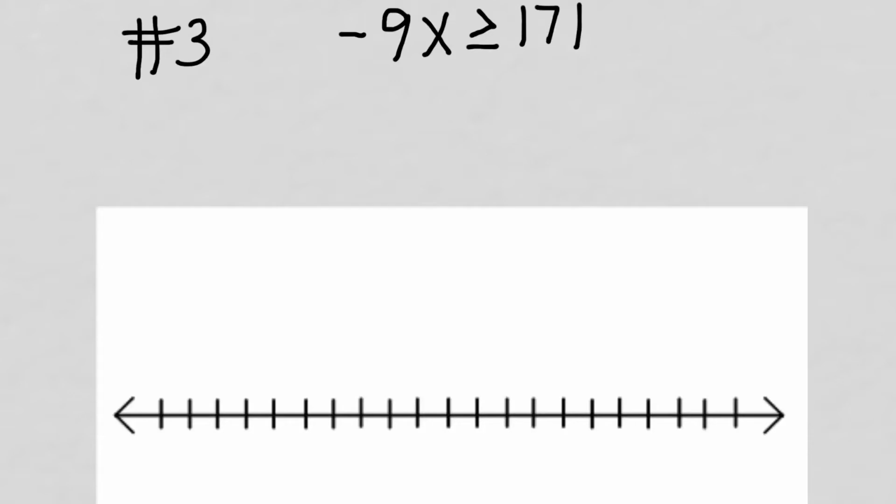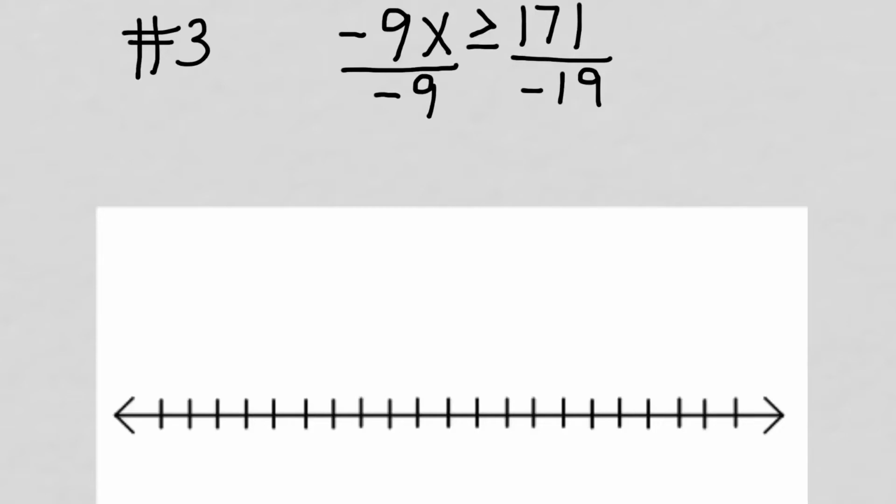Here's number 3. And like I've said in previous videos, you'd probably be best off right now hitting pause and trying this by yourself. But if you're totally unsure, just go ahead and continue watching this. I got negative 9x is greater than or equal to 171. So this will be a one-step equation. I'm sorry, a one-step inequality. So I'll look on the left side. It's negative 9 times x is greater than or equal to 171. So I know I need to do the opposite. This is multiplication, so I want to divide. Divide both sides by negative 9.